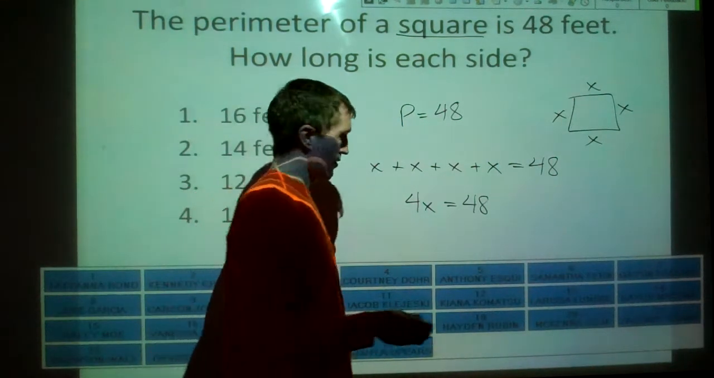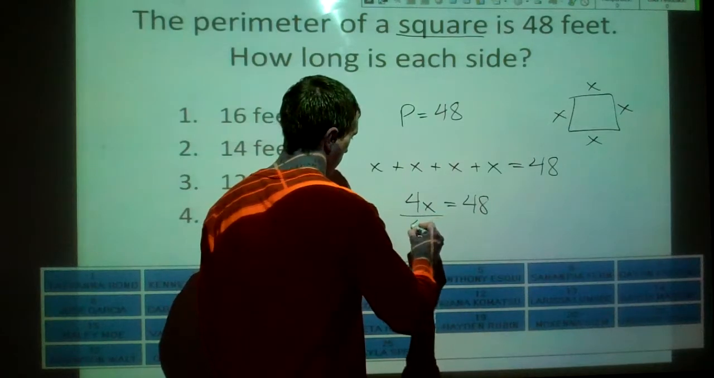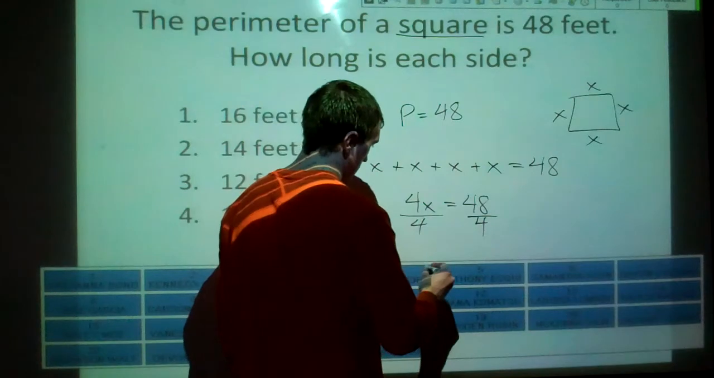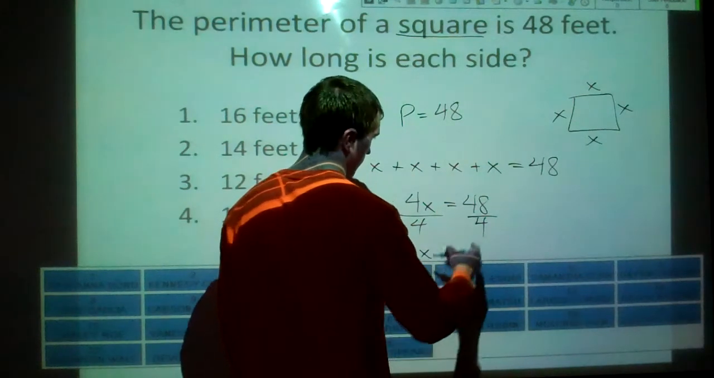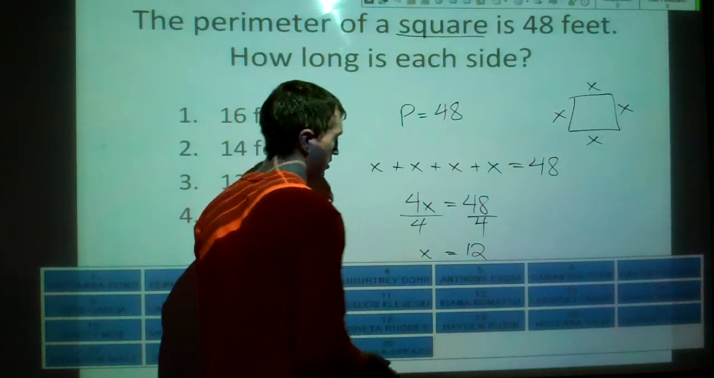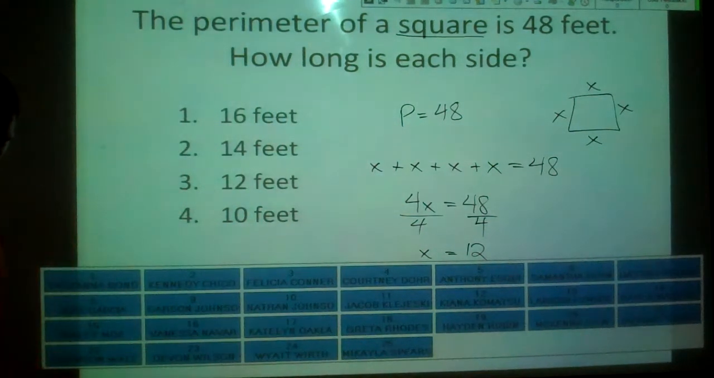And as we know, how do we solve for a multiplication problem? Well, we're going to use the inverse, division. So we'll divide on both sides. So we have 4 divided by 4 is 1. So x equals 48 divided by 4, which should give us 12. So we should be looking at 12 feet there.